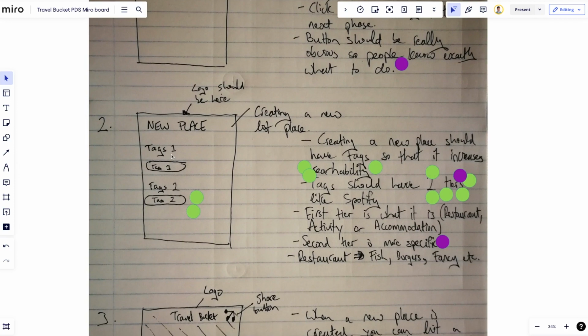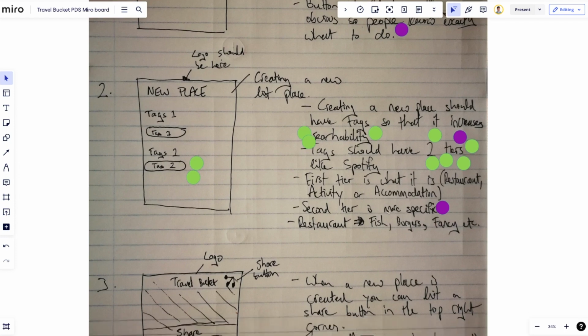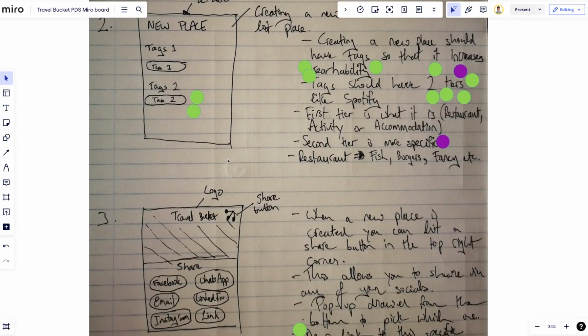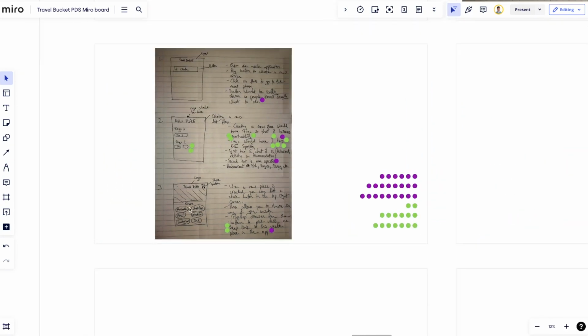In this second sketch, there's a lot of interest in the tags and this idea of searchability. So you can see that word has been liked a couple of times. And so has this concept of having two tiers of tags. This person has said that the first tier would be restaurant, activity or accommodation, and the second tier is more specific things. So that might be something that people want to look at. And again, same thing here, deep link seems to be something that some people would like, and there's maybe a little bit of a question around that as well.